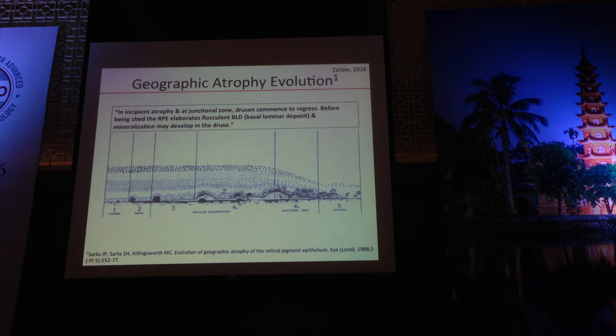But before the drusen are regressed, we see an ultrastructural change of the RPE. They begin to make a lot of basal amyloid deposit, and there can be calcification in the drusen. And then in the area of atrophy, there are no more drusen, and the cells have some processes, collagen fibers, and calcium. So now I'm going to show you what that looks like histologically.